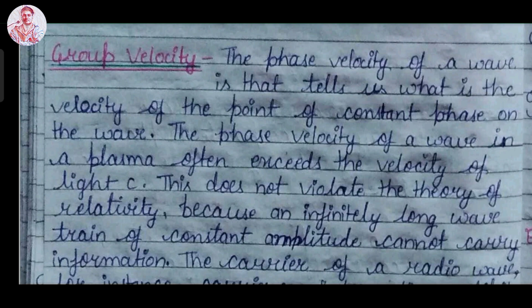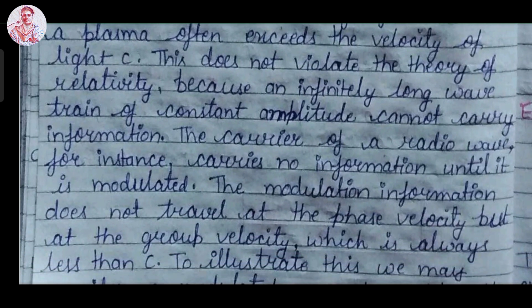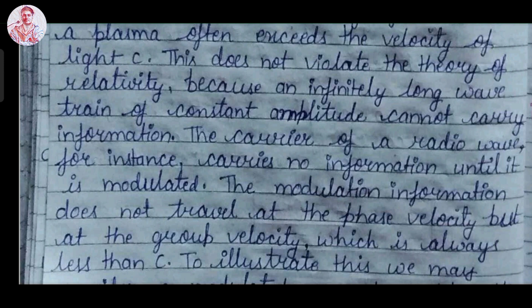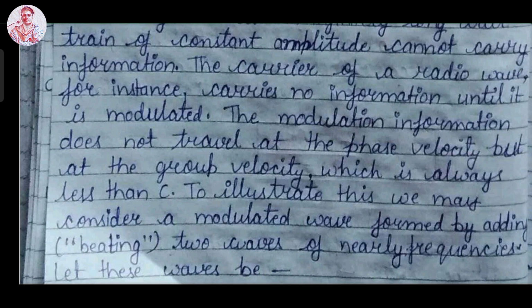This does not violate the theory of relativity, because an infinitely long wave train of constant amplitude cannot carry any information. The carrier of the radio wave has no information until it is modulated. The modulation information does not travel at the phase velocity but at the group velocity, which is always less than c. To illustrate this, we may consider a modulated wave formed by adding two waves having nearly equal frequency.